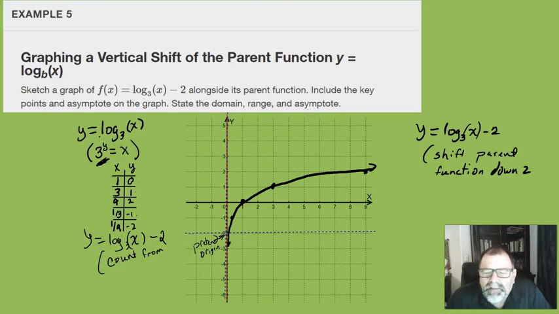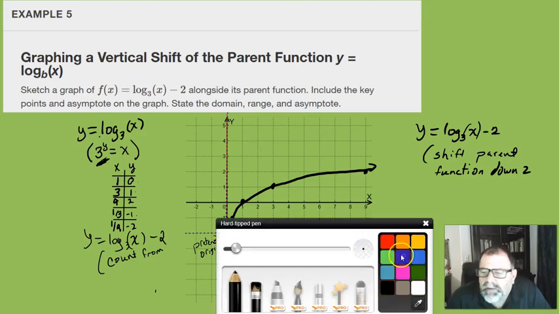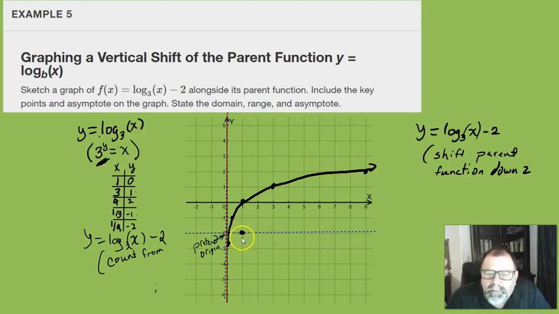So I'm going to do 1, 0, counting from here. 1, 0. So here, just to emphasize this, this would be 1, 2, 3. So the x doesn't change because we just shifted it down, but the y changes. This would be 1, this would be 2, this would be 3, negative 1, negative 2, negative 3, negative 4, and so on. Okay, so we're going to plot these points.